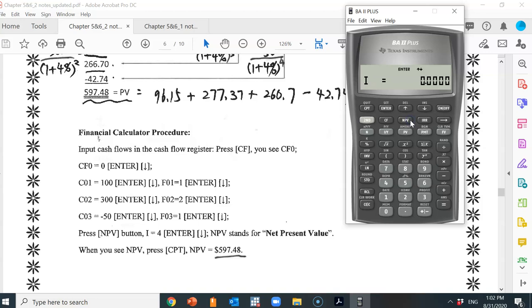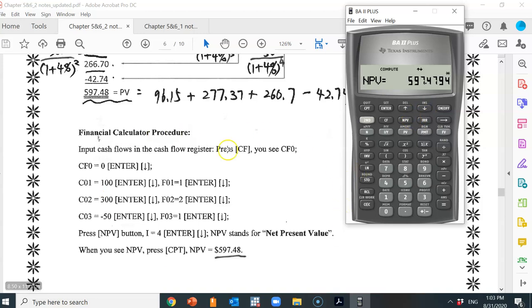I press NPV, I see I, so I input 4%, or I just input 4, enter as my interest rate. Down button. Okay, I see NPV here and the compute instruction. I press compute. It tells me the net present value, or present value, 597.4794, as the present value of this uneven cash flow. I just use the CF function and NPV function: input all the cash flows in CF, input the interest rate in NPV, and compute for NPV. We're going to get the present value of this uneven cash flow.